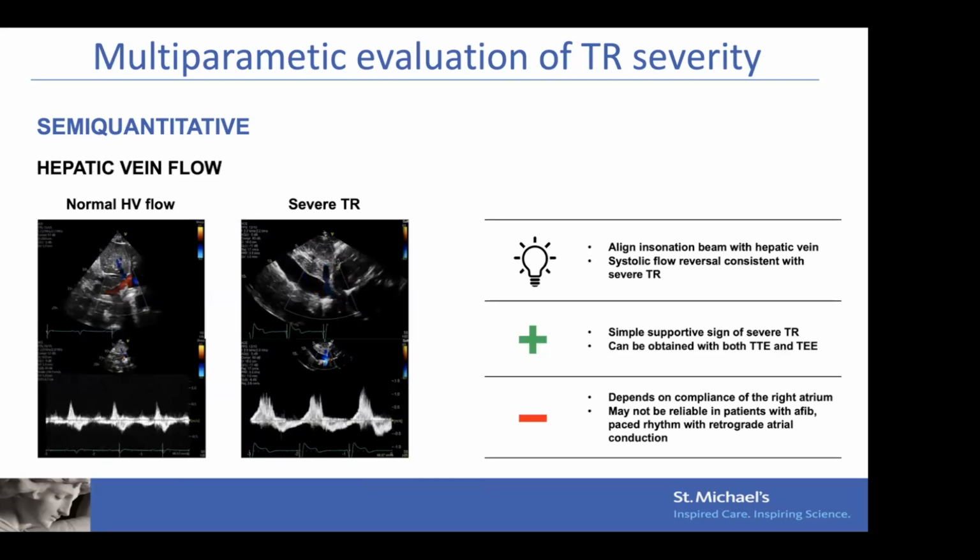Another semi-quantitative measure is obviously hepatic vein flow. We all know that severe TR is associated with systolic flow reversal in the hepatic veins. The most important thing to note here is that it not only depends on TR severity, but also on compliance of the right atrium. That is not reliable in patients with arrhythmia such as AFib, or when there is a paced rhythm with retrograde atrial contraction, because then atrial contraction against the closed valve may mimic the systolic reversal by TR.